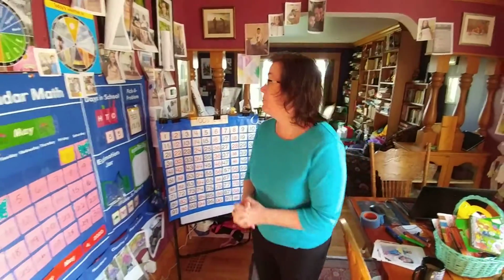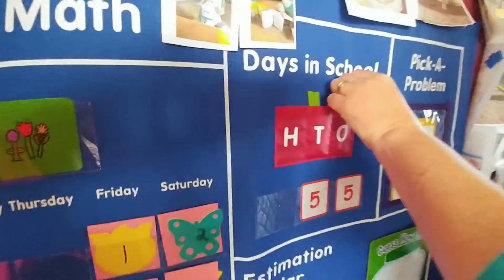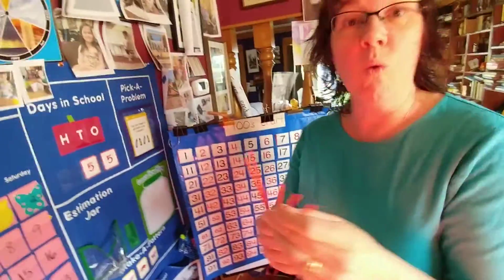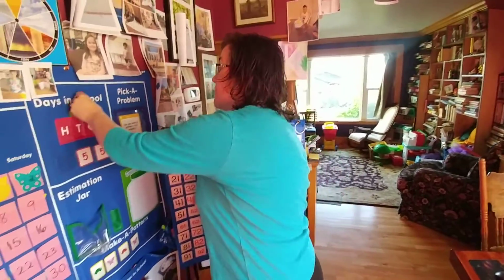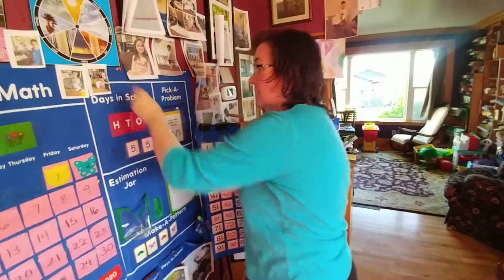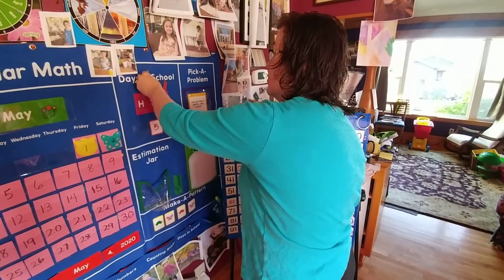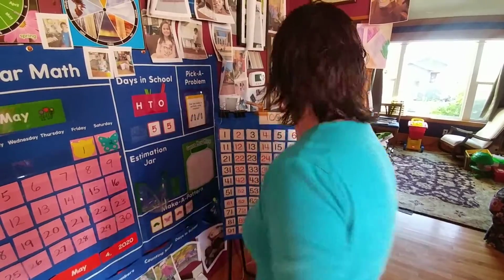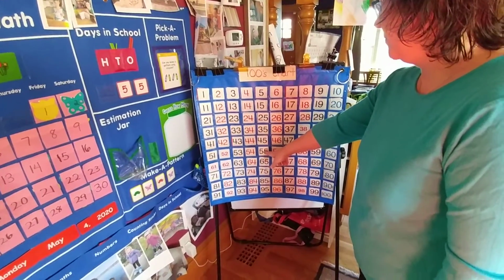All right, we have been at home for 55 days. 55 is 5 ones. 1, 2, 3, 4, 5. And 5 groups of 10. Look at that. 1, 2, 3, 4, 5. 5 and 5, 55. 5 groups of 10, 5 ones. On our chart, 55 is right here in the middle.